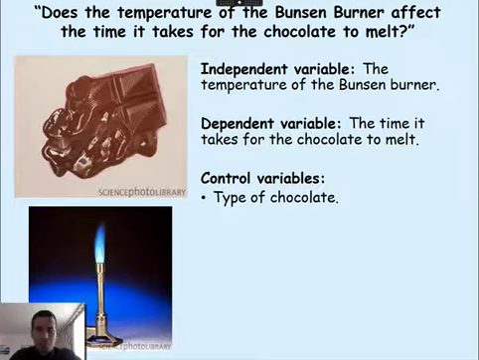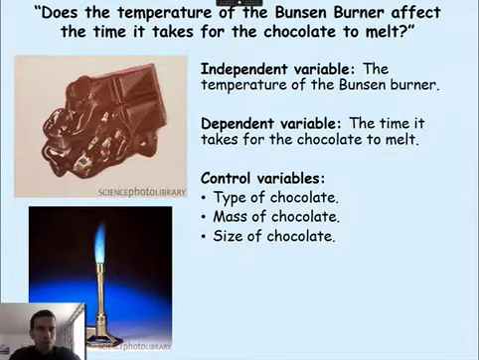Okay, type of chocolate. You've got dark, you've got milk chocolate, you've got white chocolate. Different chemical composition could mean that different amounts of energy are needed for it to melt. Therefore, the type of chocolate could affect your results. The mass, obviously, the more chocolate you have, the more energy is going to be required for it to melt. Therefore, it is going to affect your results. The size of the chocolate, the surface area. The greater surface area, the easier the energy is transferred throughout the chocolate, the quicker it's going to melt. Therefore, it's going to affect your results.